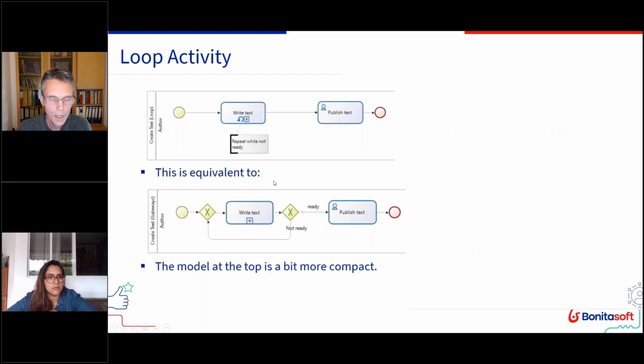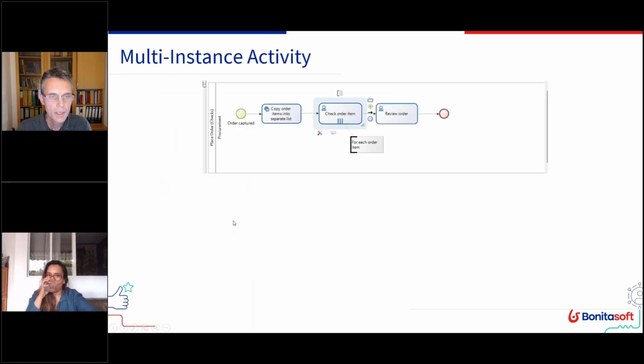repeated. So actually, I think this is not so exciting, because we could also do without that symbol, because this is equivalent to the second model here. When we write the text, we can have a gateway and decide if it's ready or not, and if it's not ready, we jump back. So basically, it's doing the same thing, and you can decide what style you want to use. The model at the top is a bit more compact, but here you see the sequence flow a little better. What I find more interesting is the multi-instance activity.